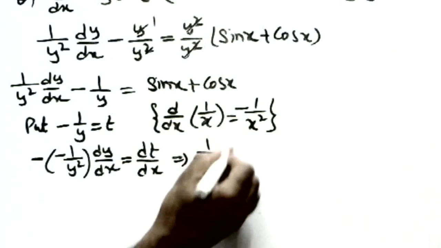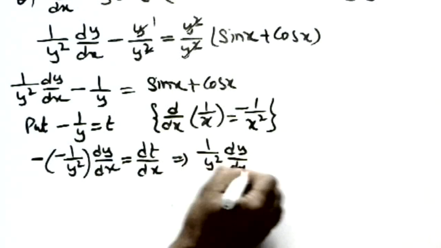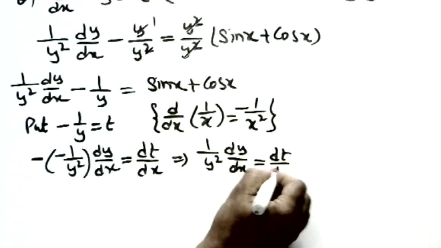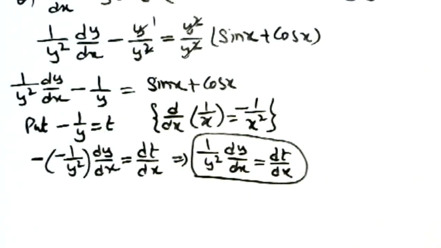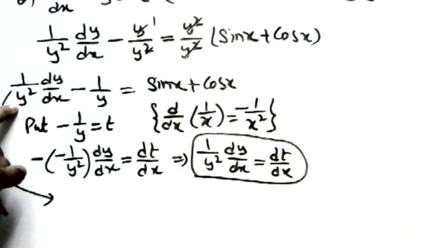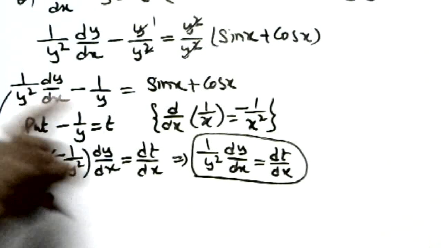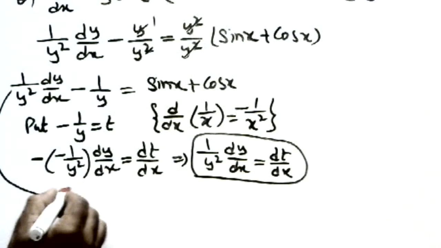This minus of minus will become plus 1 by y square dy by dx equals to dt by dx. Now the whole question will change to a linear differential equation. Now see here, we will continue from here. Watch carefully. 1 by y square dy by dx.